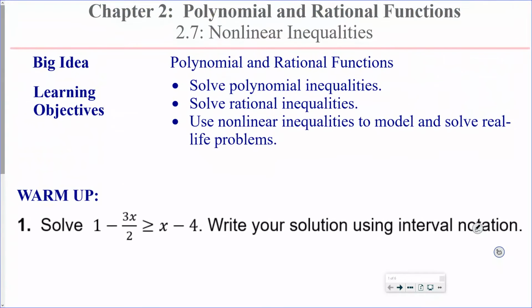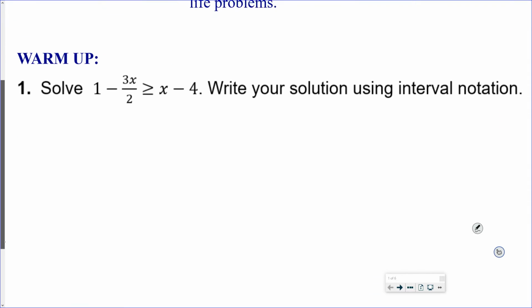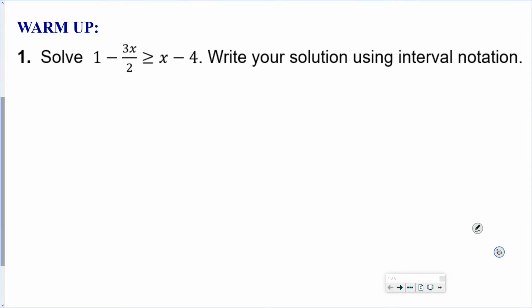This is our last lesson for chapter 2, 2.7, nonlinear inequalities. We're going to solve some polynomial inequalities, which means we're going to have to do some factoring, and some rational inequalities. Students right now are working on the warm-up. Let's see if you remember how to solve just a plain old linear inequality. This might be new for us now that we know what interval notation is, so you can write your solution using interval notation.